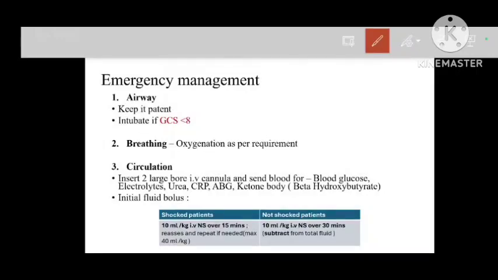Welcome everyone. Today we will discuss the second part of diabetic ketoacidosis. We will focus mainly on the management. So, what is the emergency management?